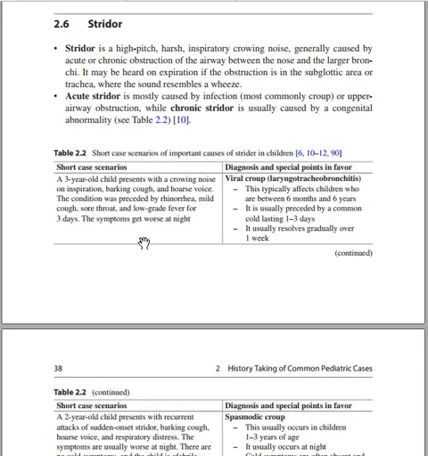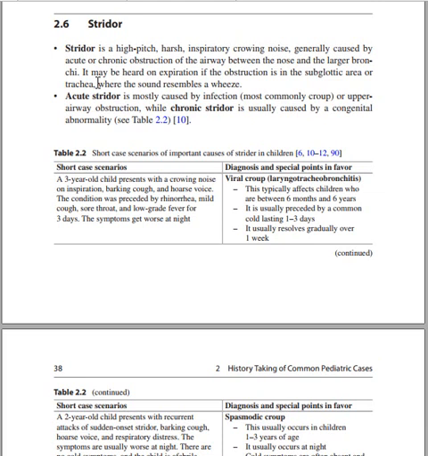So we are going to visualize stridor. What's the definition of stridor? Stridor is a high pitch, harsh or loud, inspiratory crowing sound generally caused by an acute or chronic obstruction of the airway between the nose and the large bronchi. So that's the upper respiratory tract. Upper respiratory tract involves every airway down to the bronchi, and lower respiratory tract is from the bronchi down to the bronchioles and the alveoli.